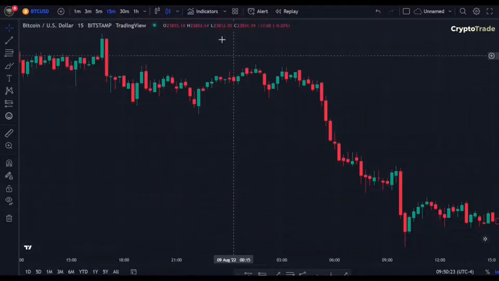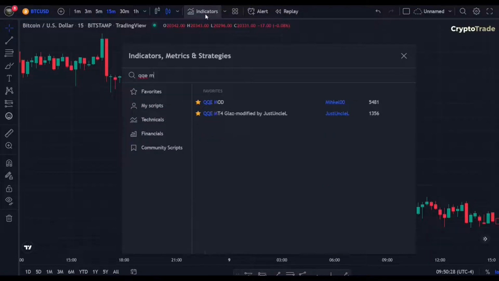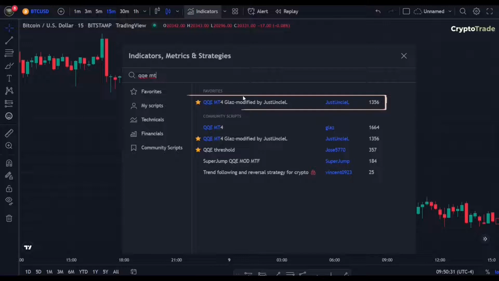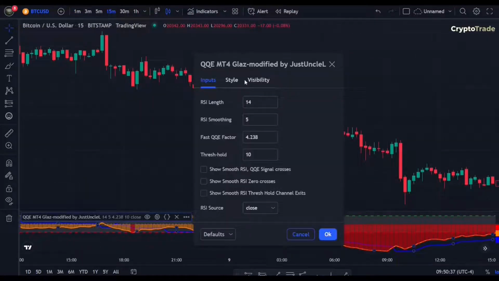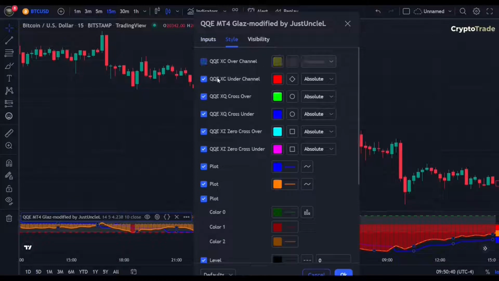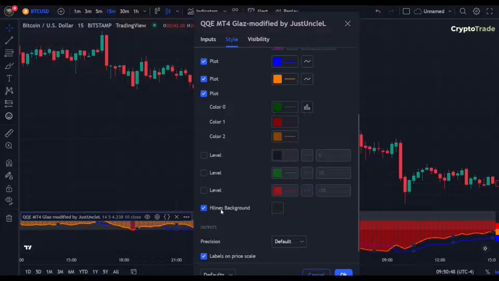To add the first indicator to the chart, open the indicator search bar in Tradingview and type QQE MT4 GLAZ. Select this indicator, as shown here in the video. In the Style tab, unselect the first 6 checkboxes, the 3 level checkboxes, and the background checkbox.